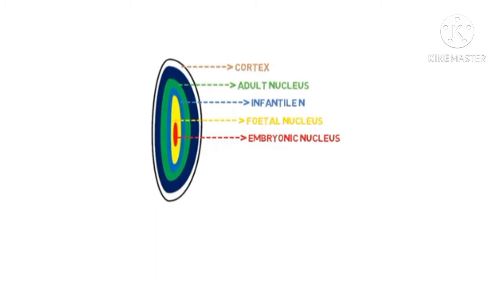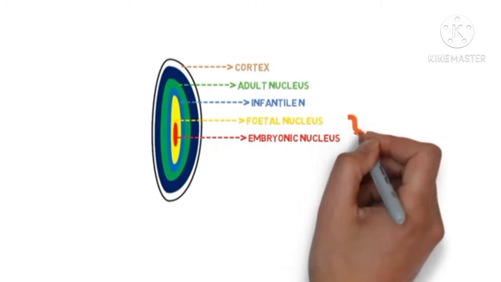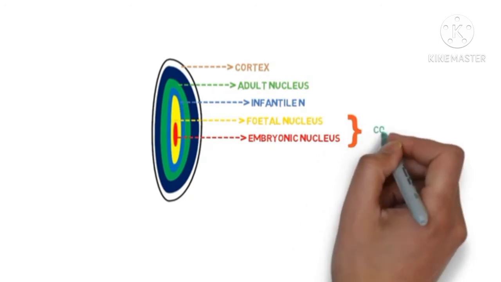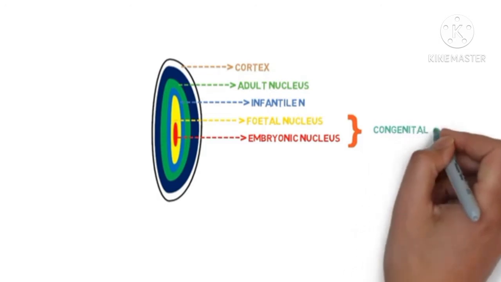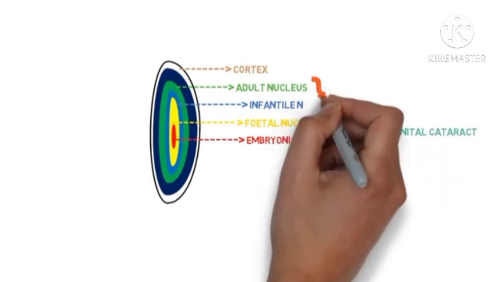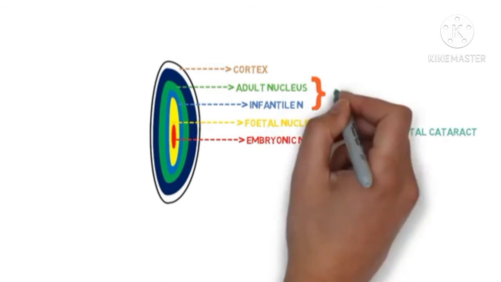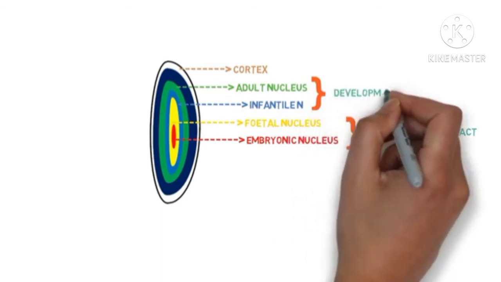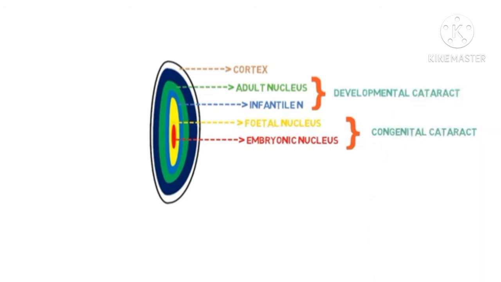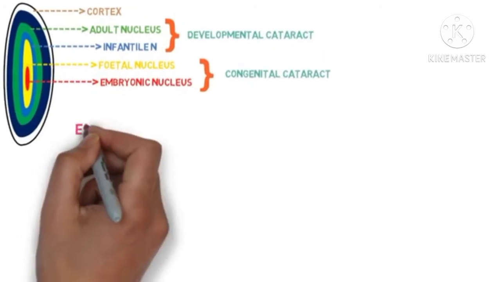So congenital cataract is limited to only either the embryonic or fetal nucleus, that is, the development of the embryonic and fetal nucleus. And the developmental cataract may occur from the infantile and adult nucleus. So, due to disturbance of the infantile and adult nucleus, developmental cataract forms. So, this is congenital and this is developmental.